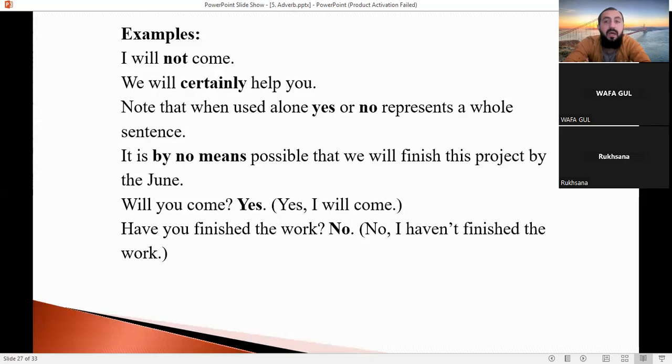So these are also adverbs: certainly, probably, definitely, possibly, likely, exactly, obviously. So these are adverbs, and they make something certain, or they make something uncertain.